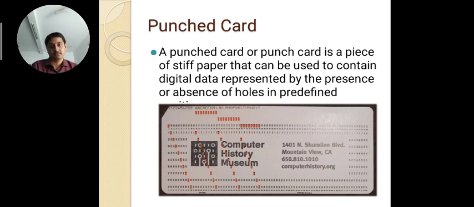in predefined positions. Have a look at this figure and you will be able to see that these cards have holes in different, specific positions. So every punch card had holes in different positions, and it was the way to give the input. Every card had a different meaning, so they were used to provide specific inputs.